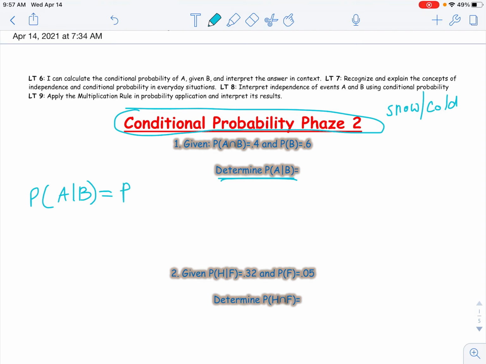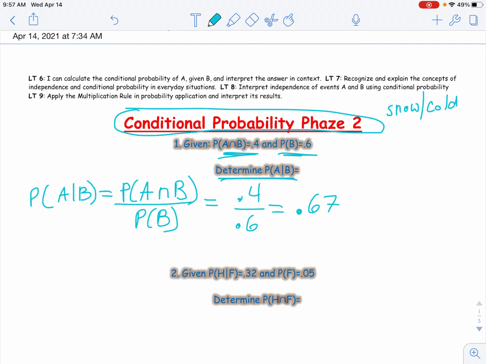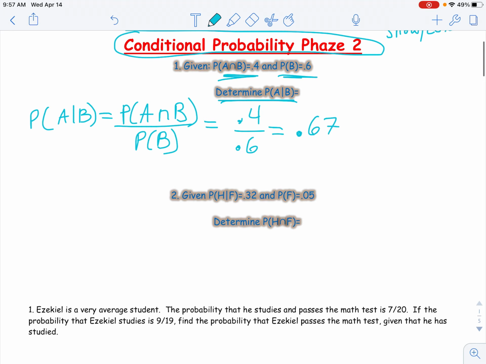So the probability of A given B is going to be the probability that both events are happening over the probability that B is already happening. So in this one, it tells you 0.4, 0.6. Just plug those in. It's going to be about 0.67. All right, again, just getting used to the formula. That's all we're doing right here.